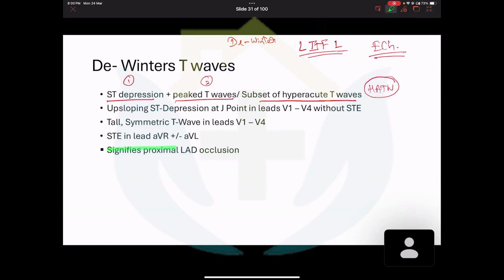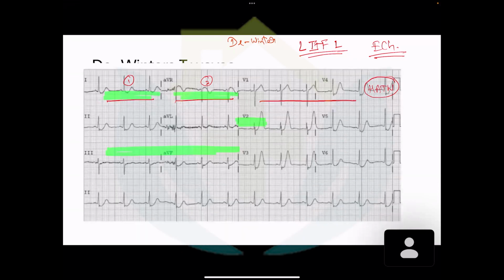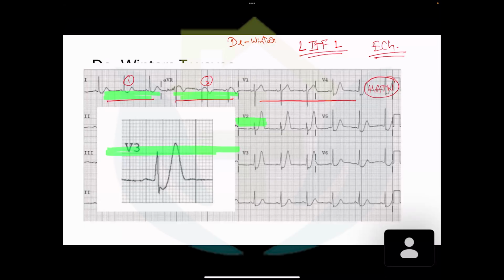So what does De Winter theory signify? It signifies proximal LAD occlusion, and this needs to be in V1, V2, V3, V4. And there are two parts. Both parts need to be present to classify De Winter's T waves: ST depression and T wave changes, peaked or hyperacute T waves. So the examples are there. We shall see the examples at the end. As you can see, this is the ST segment depression here, and obviously the hyperacute T waves here.